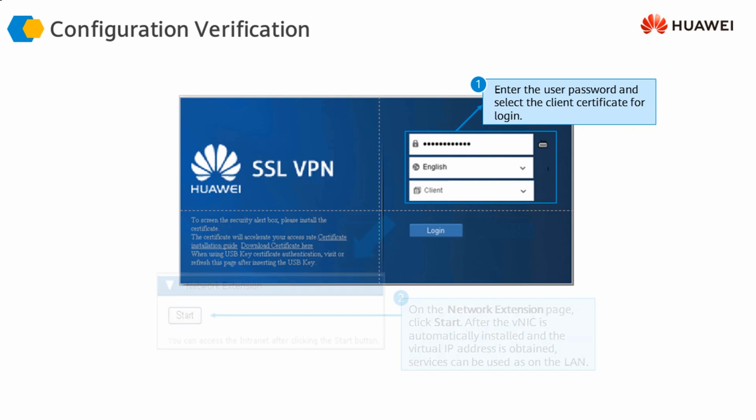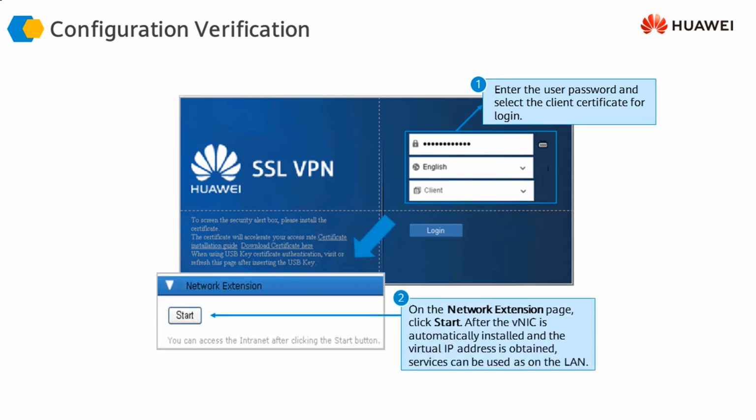So we have to share the client certificate, and once the client certificate has been selected or authenticated, then we start the network extension, which means that the VNIC is going to be assigned, and the VNIC is going to obtain an IP address from the IP address pool which we configured on the server side in the previous step. Once this has been done successfully, then the user will actually be part of the LAN on the server side and can access all the resources as if it is present on the local area network in the data center or in the campus network.